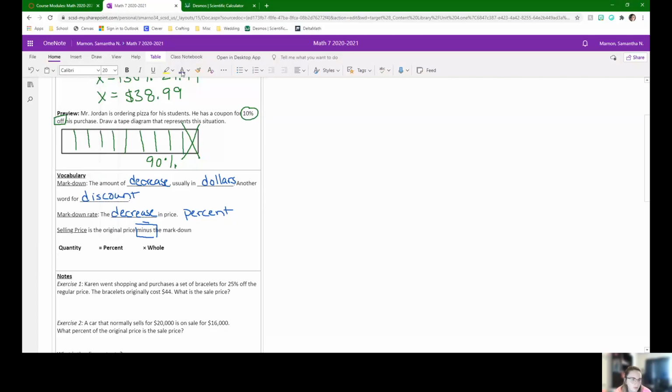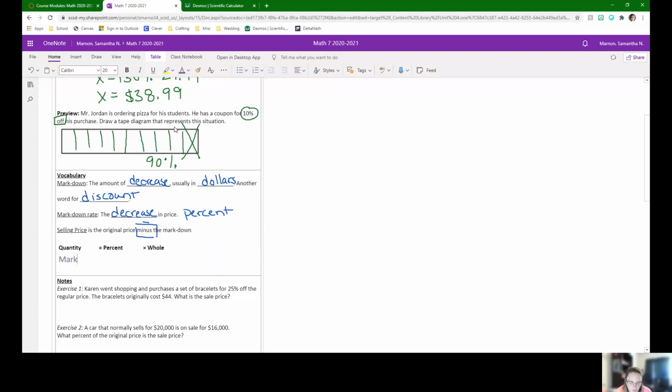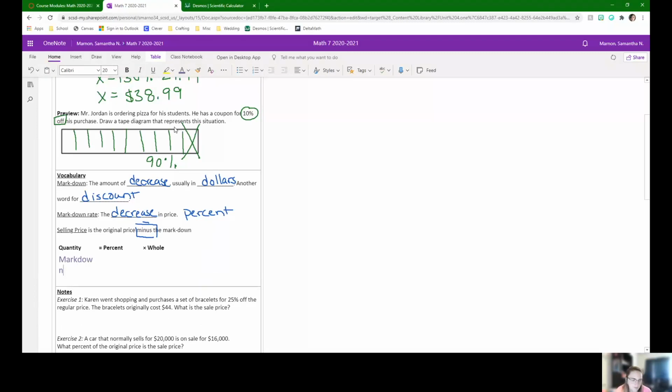So let's talk about what the quantity would be for this. So for us, the quantity, if we're talking about just a markdown, the quantity is the markdown. So how much it went down. Our percent is going to be the markdown rate. And our whole is going to be the original price.